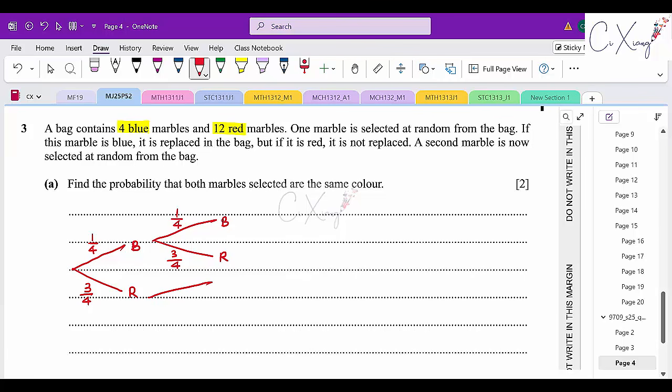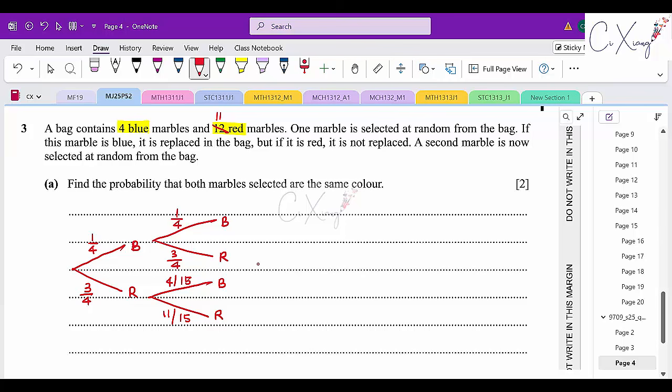But now, if let's say the first marble that you selected is a red marble, then you are not going to replace it back. It is not replaced. When you didn't replace it back, now your red marble left only 11, and your blue marble still has 4. So to get the second marble, which is the blue color, it will be 4 out of the total here, which is 11 plus 4 is 15. So I'm having 4 over 15 for the blue marble and 11 over 15 for the red marble. The probability for this case is a bit special because you didn't replace back the red marble into the bag when you select it as the first one. Then this is the outcome that we have.